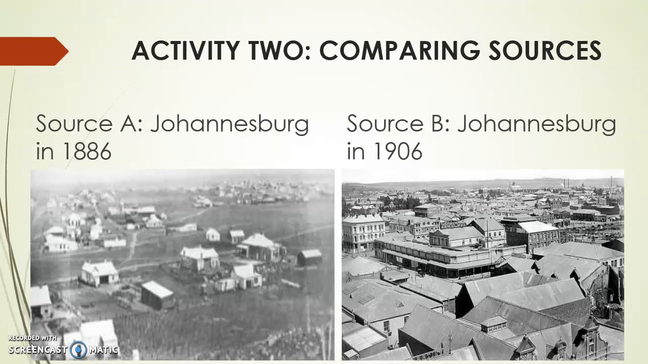So you can have a look at source A, Johannesburg in 1886. You can see that everything is completely spaced out. Everybody's got their little plot of land. You don't see massive bustling towns or proper roads or anything like that. And then just a few years later in 1906, whoa, complete difference. You can literally see how buildings have just seemingly popped up out of nowhere. They've become industrialized, there are roads, things like that. So you can literally see how finding gold has industrialized Johannesburg.